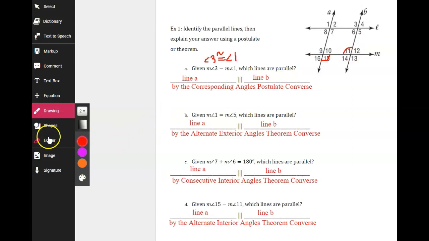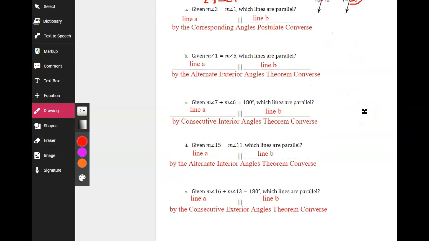Part E says that the measure of angle 16 plus the measure of angle 13, so this angle and this angle, their measurements add to be 180 degrees, meaning they are supplementary. And it wants to know which lines are parallel. Those two angles are same side or consecutive exterior angles, and because they are supplementary, that means lines A and B are parallel to each other by the consecutive exterior angles theorem converse.